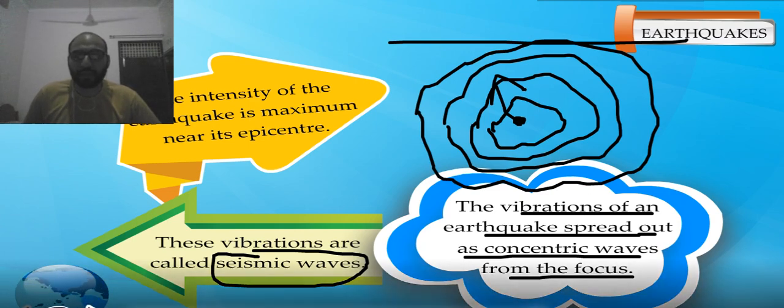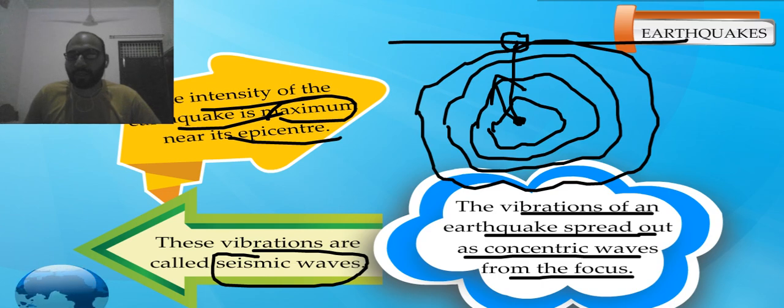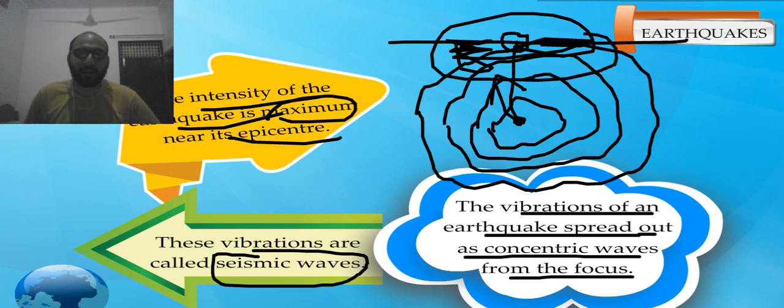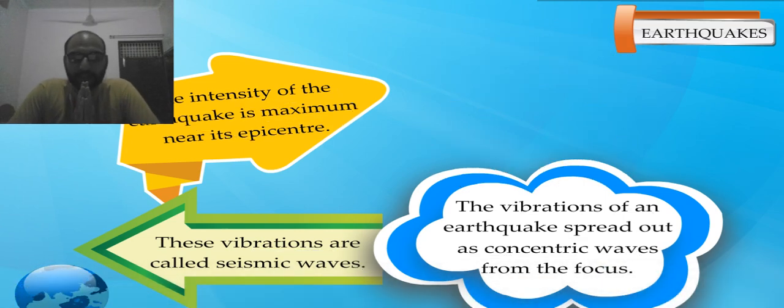is called a seismic wave, and the intensity of the earthquake is maximum near its epicenter. Suppose this is the epicenter, then at the epicenter itself the intensity is not that high. The nearby area to the epicenter is more prone to the intensity of the earthquake. You will find that the destruction of an earthquake is more in the nearby areas of the epicenter. It is not like only at the epicenter the destruction will be more. No, the nearby area, because the waves travel and keep on expanding, resulting in the seismic waves.